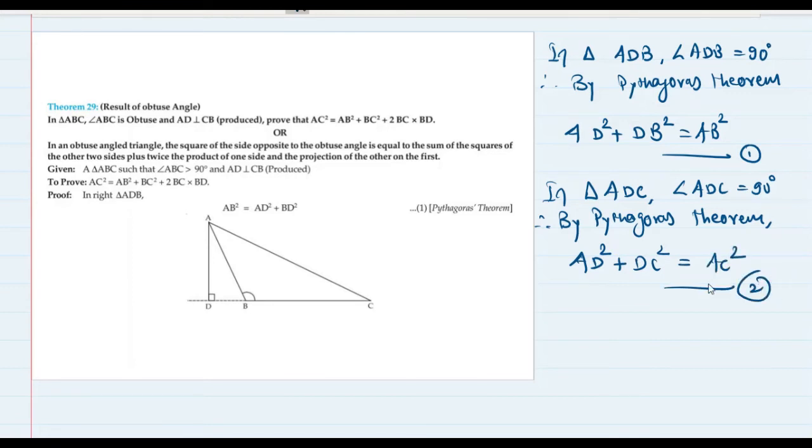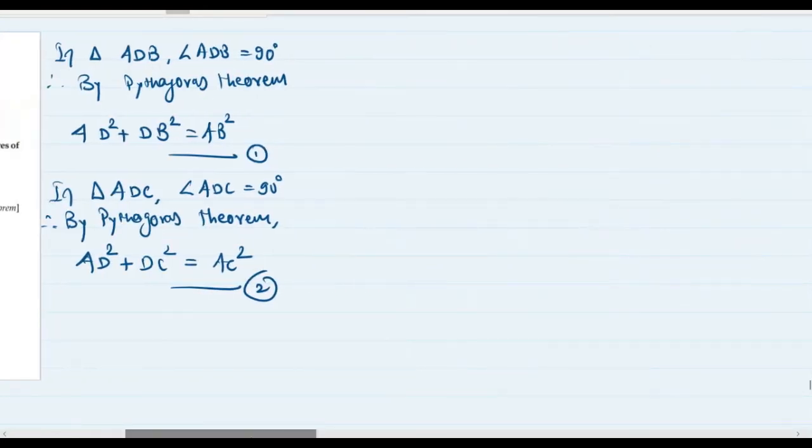Equation number 2. Again, let me ask you, in both these equations there is one term which has to be eliminated, which is not there in the statement which is to be proved. That term you don't find in the statement. Which term is that? Yes, if you have noticed correctly, that term is AD square. So what we have to do is equate the values of AD square. Let's do that, just like we did in the previous question. It is very similar. If you understood the previous question, this is a piece of cake for you.